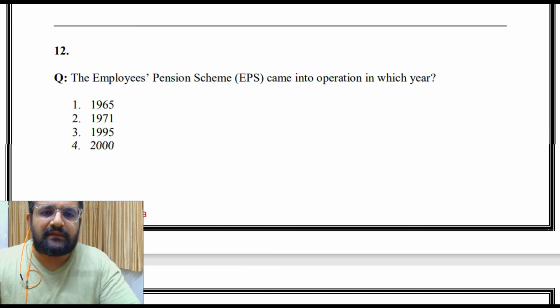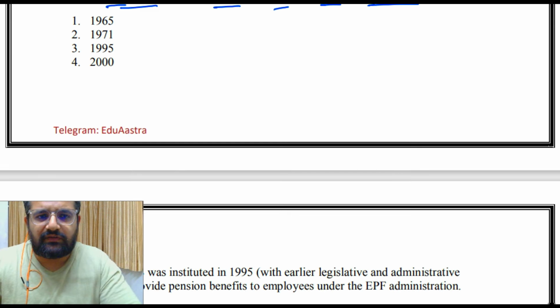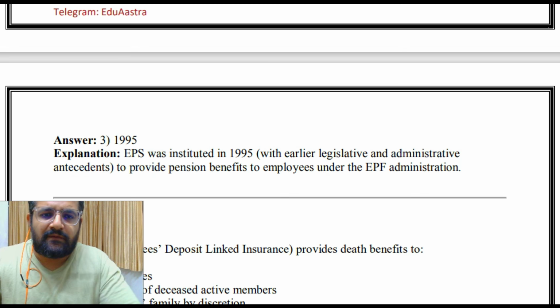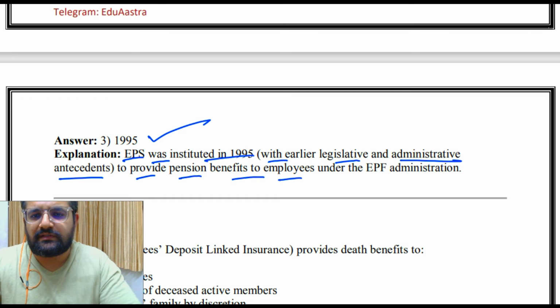Then the Employees Pension Scheme came into operations in which year? ठीक है, EPS, Employee Pension Scheme came into operation in which year? 1965, 71, 95 or 2000. So the answer is 1995. So EPS was instituted in 1995 with earlier legislative and administrative antecedents to provide pension benefits to employees under the EPF administration.